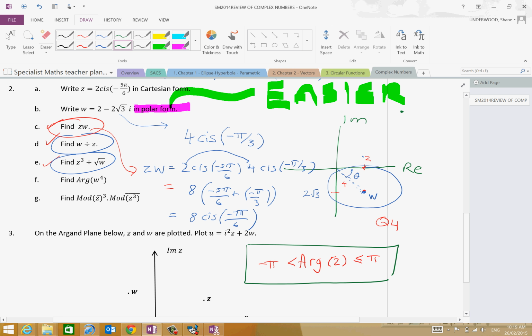Can I get a show of hands, those students that remember that? Okay, so can I ask you, is this argument within these bounds? No. So what I have to do is add 2 pi. So adding 12 pi on 6 means that to be within those bounds, zw has to equal 8 cis of 5 pi on 6. And that is your answer.